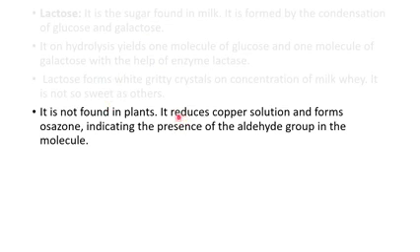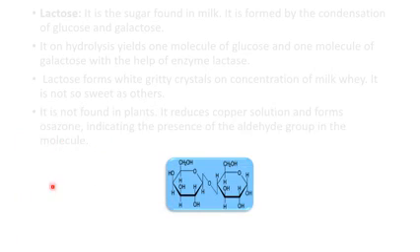But it consists of a free functional group like maltose, so it can reduce copper solutions and form osazones, which indicates the presence of a free aldehyde group in the molecule. So this is the structure of lactose: one unit of glucose and one unit of galactose.